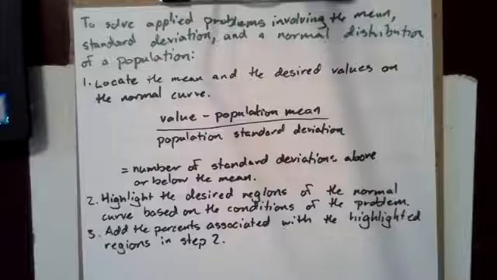To solve applied problems involving the mean, standard deviation, and a normal distribution of a population, first, locate the mean and the desired values on the normal curve. Value minus population mean divided by population standard deviation is equal to the number of standard deviations above or below the mean. Second, highlight the desired regions of the normal curve based on the conditions of the problem. And third, add the percents associated with the highlighted regions in step 2.